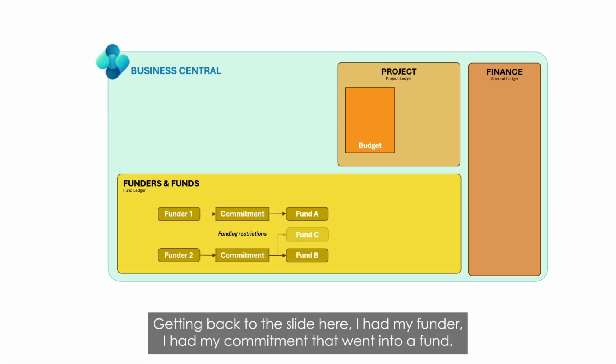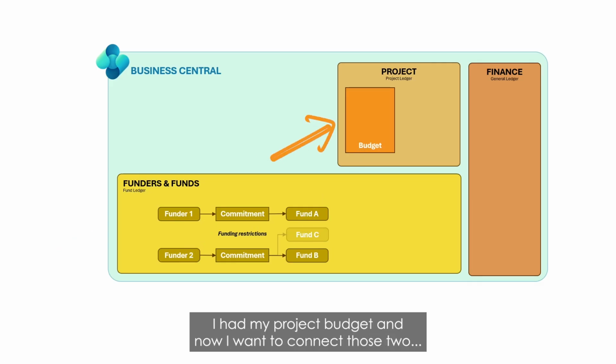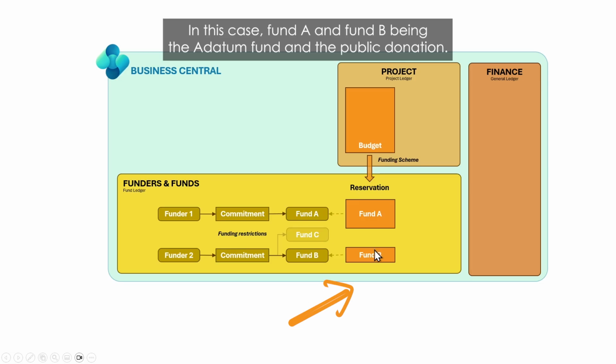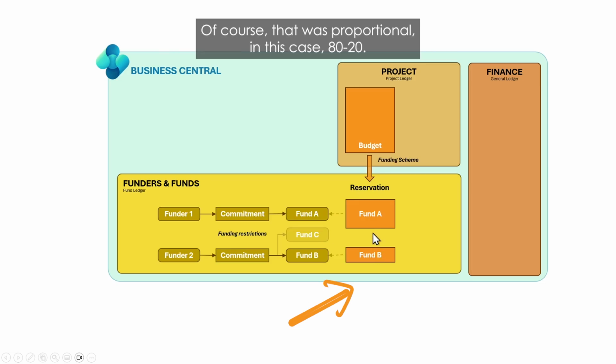Getting back to the slide here, I had my funder, I had my commitment that went into a fund. I had my project budget, and now I want to connect those two, and that's what I did, with a reservation where I took the amount on the budget and funded this with money from two different funds, in this case, Fund A and Fund B, being the Datum Fund and the public donation. And of course, that was proportional, in this case, 80-20.